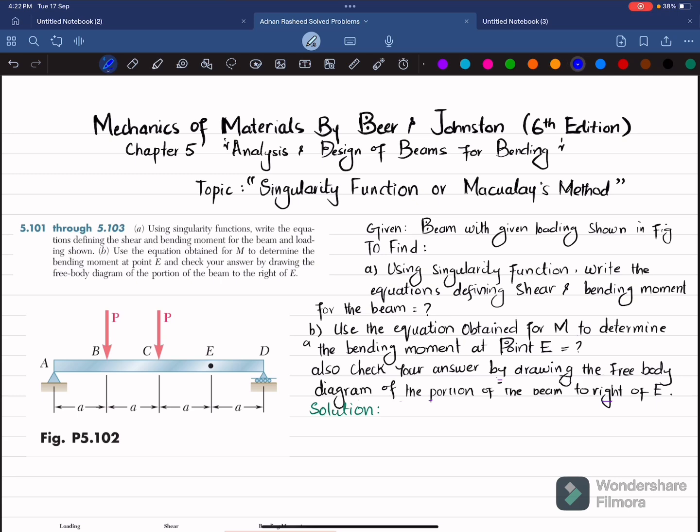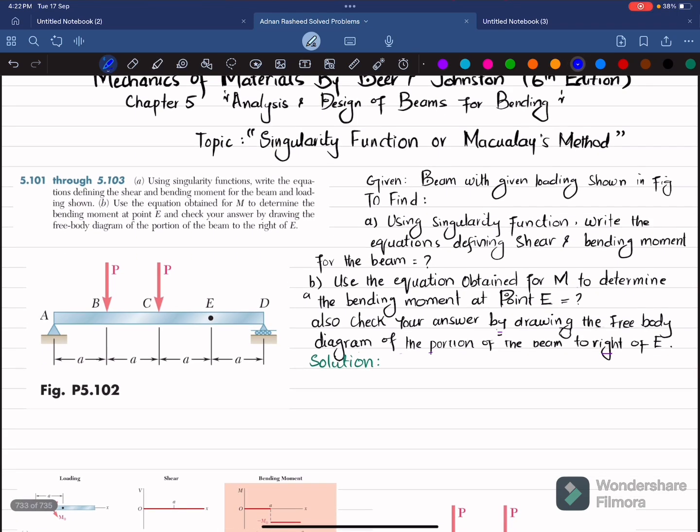So let's start with the solution. The first step is that if you remove this pin support at point A, you will be having a vertical reaction. Let this be AY, and if you remove this roller support, you will be having a reaction force which is known as DY.